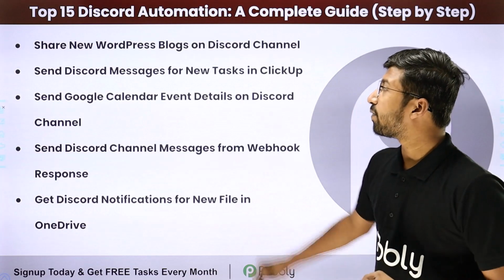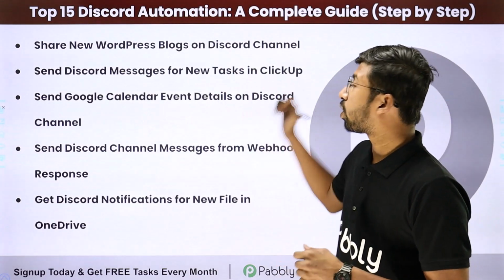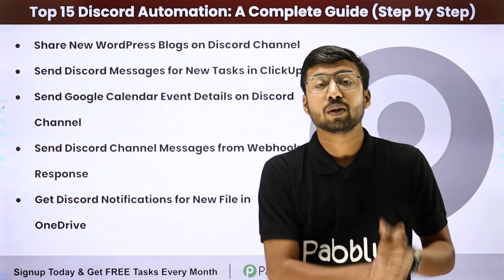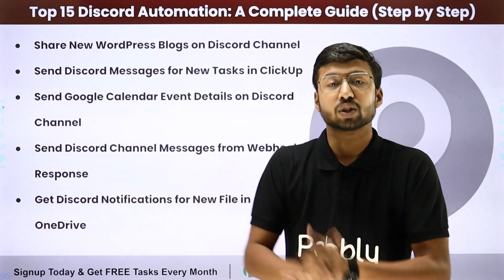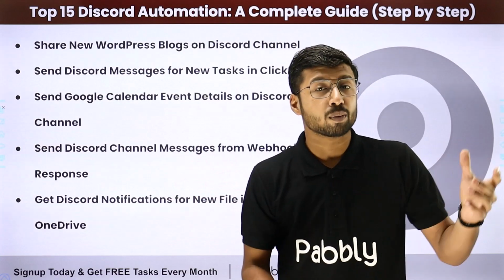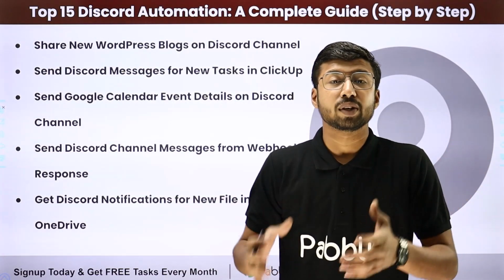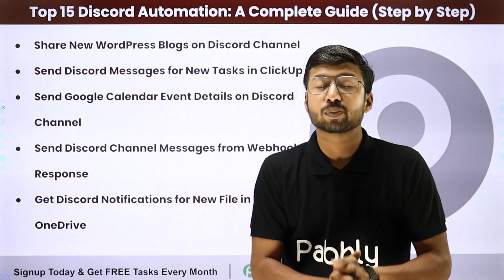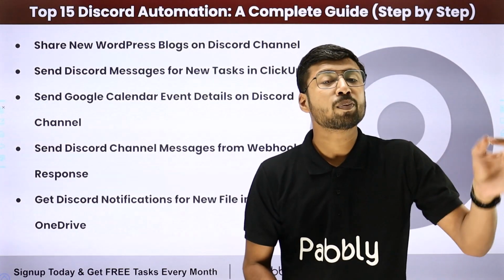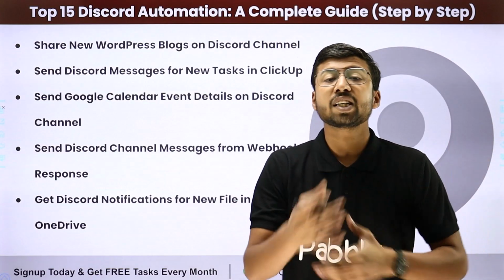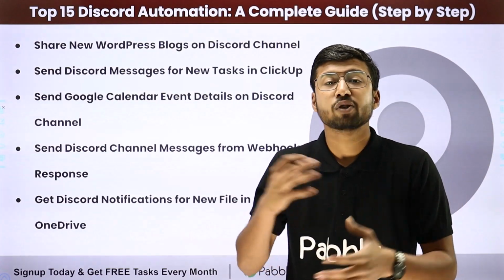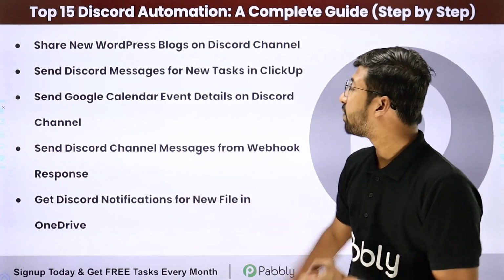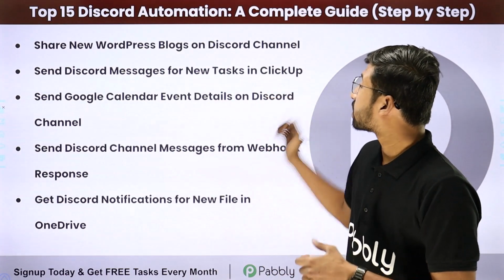So the first automation that we have is sharing your new WordPress blog on Discord channel. Let's say you use WordPress to publish new blogs on a regular basis and you have a huge community on your Discord channel. Now every time you publish a blog, you want to share that published blog with your team members or Discord channel community as well. So you can actually automate this process in such a way that whenever you are going to publish the blog in WordPress, automatically the link of that blog and some other details will be shared as a message on your Discord channel.